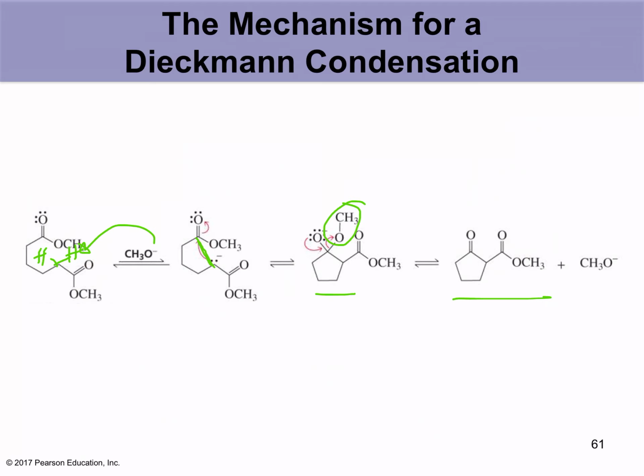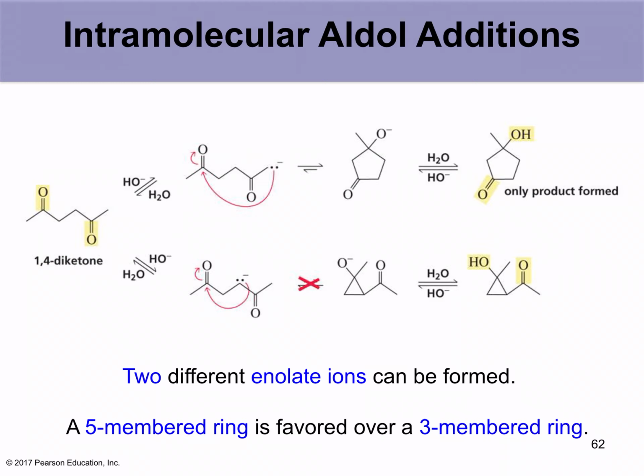And similar to that, we can also have intramolecular aldol addition. So what we had seen in the Dieckmann condensation is the intramolecular Claisen condensation. Similarly, we can have intramolecular aldol addition. Remember the aldol, which is the alpha carbon of one carbonyl group forming a bond with the carbonyl carbon of the other group, other aldehyde or ketone compound.